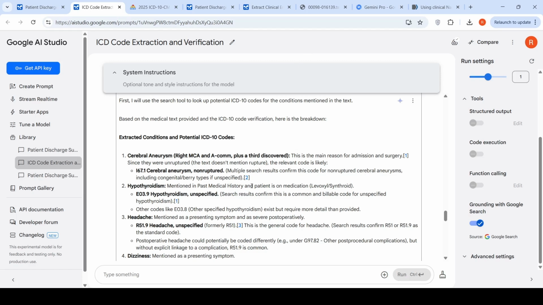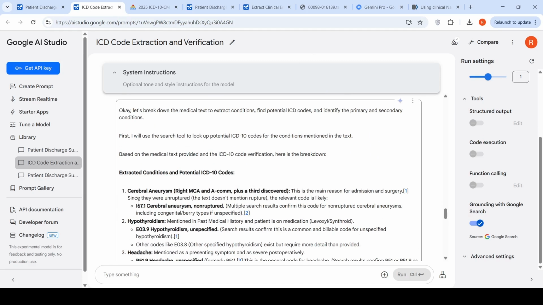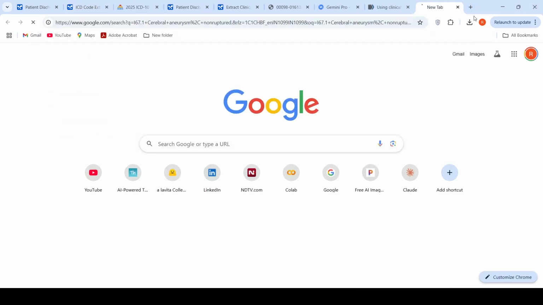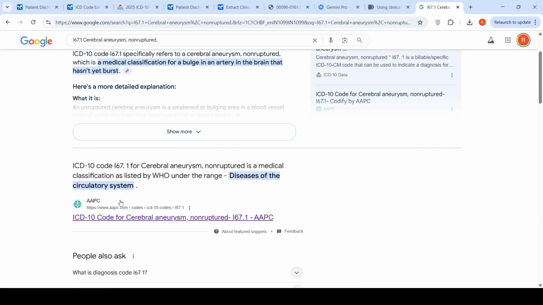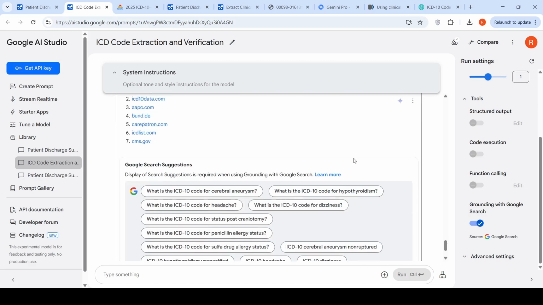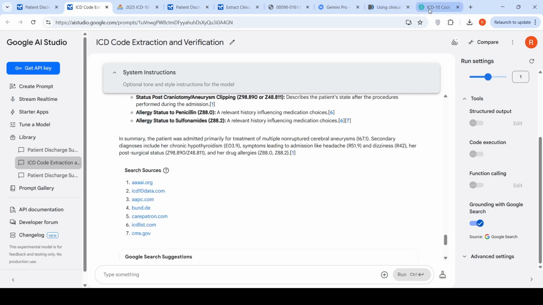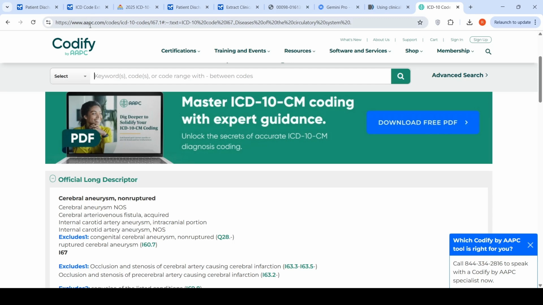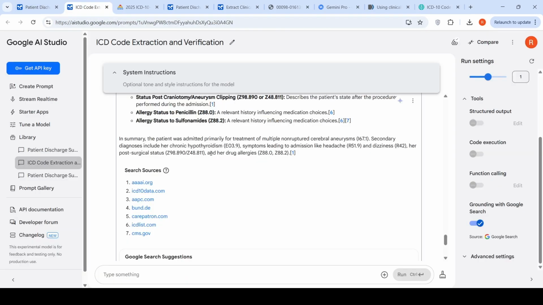I also did a Google search of this, and against this thing, maybe you can search it so that it becomes clear. So if you see, this ICD I67.1 is for disease of the circulatory system, it is cerebral aneurysm, non-ruptured. So it is from this particular source as well. Okay. So if you look at the references over here, where it gives this particular organization, no, this is different. This is AAPC.com, but here it shows another, it is there as a third reference over here.